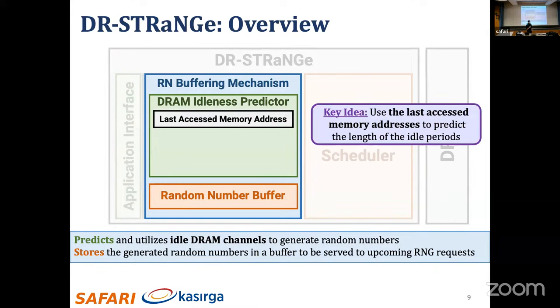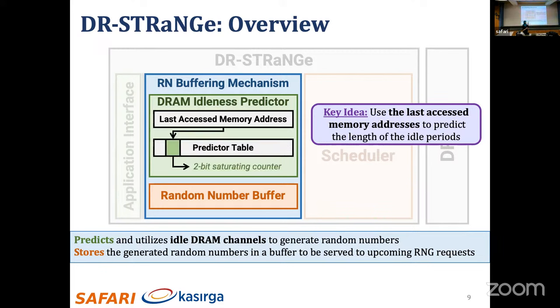The key idea of our DRAM idleness predictor is to use the last access memory address to predict the length of the idle periods. It does so by using that address to access a predictor table, which consists of 2-bit saturating counters. What it does is it basically predicts the length of the idle period as short or long compared to the time it takes to generate random numbers.